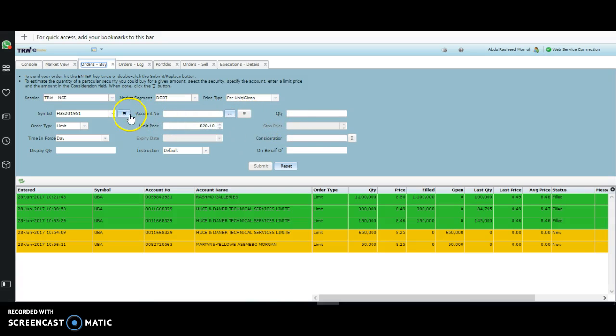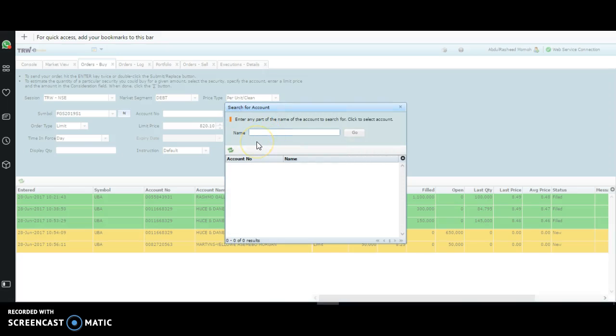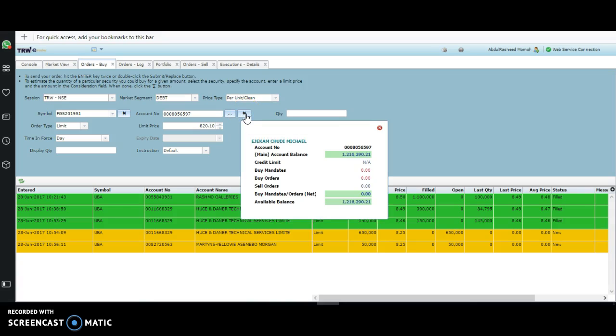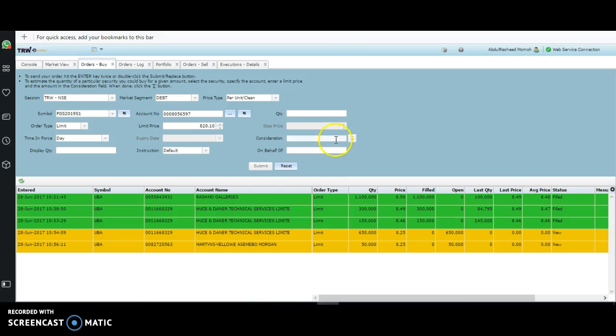So what I do is I check here, but first I have to choose whose account I want to place this deal on. So let's choose the name of the client. That's Mr. Ejekam. So it's Judy Ejekam. Good. Now, how much does he have in his account? Yeah, he has enough money, almost more than 1 million. So we want to buy him 500,000 units of bonds.